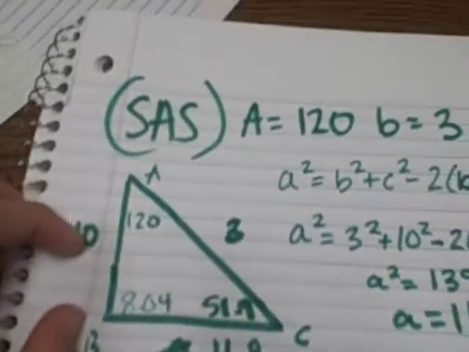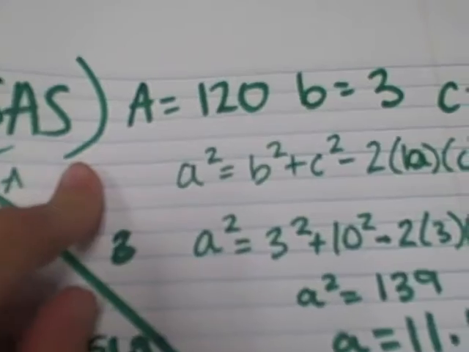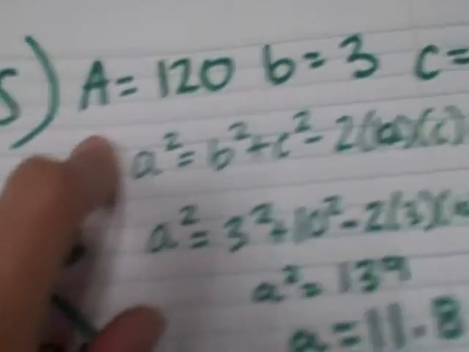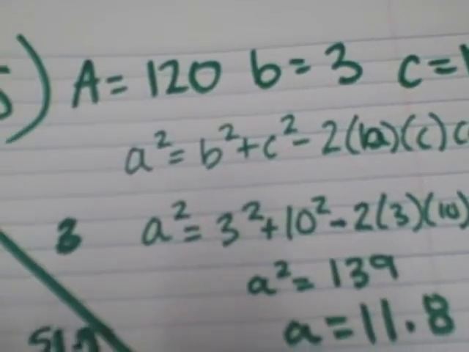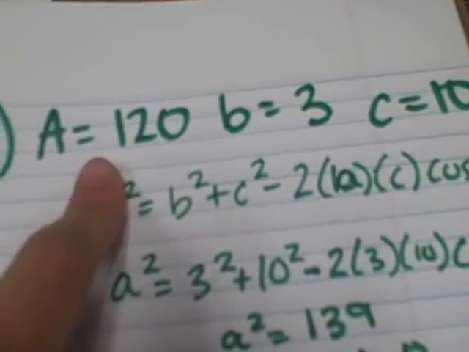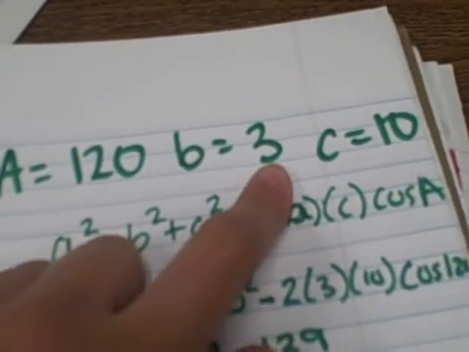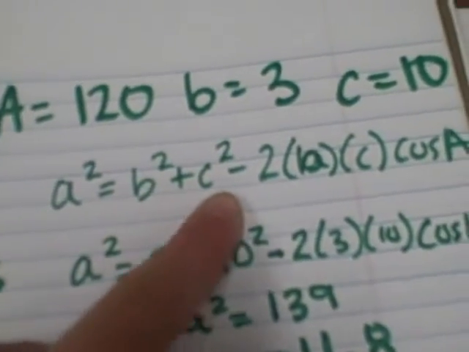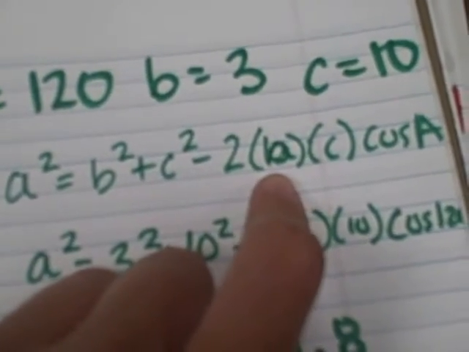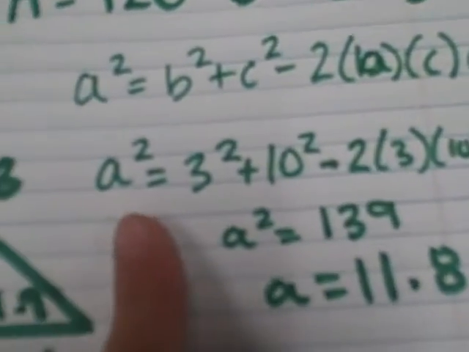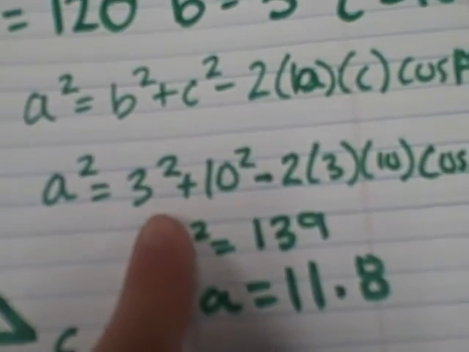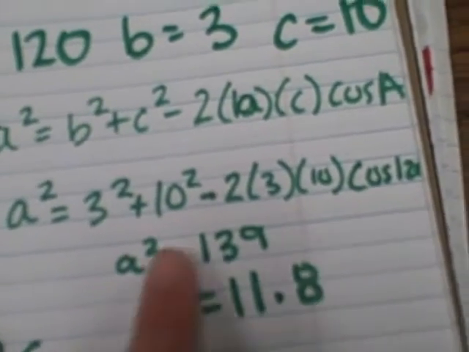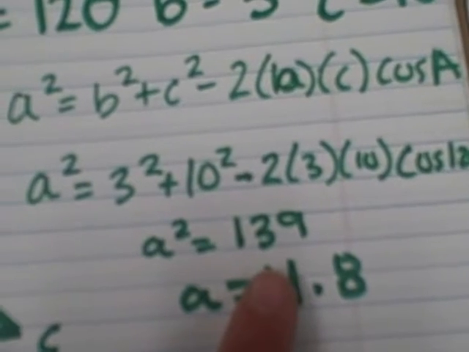So now, when you have a triangle of side angle side, which gives you two sides and one angle, you're going to also use the law of cosines to figure out all of the angles and all of the sides. So it gives you A equals 120, little b equals 3, and little c equals 10. So the formula you'd use is a squared equals b squared plus c squared minus 2bc cosine A. So our problem is a squared equals 3 squared plus 10 squared minus 2 times 3 times 10 times cosine of 120. So a squared equals 139.